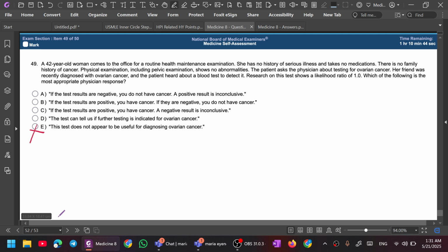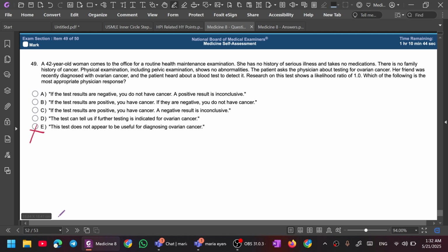This test can tell us if further testing is indicated for ovarian cancer. That may be an appropriate response if this patient had an increased risk for ovarian cancer and the test had a likelihood ratio greater than 1. She has a low pretest probability of ovarian cancer given her lack of symptoms and family history, as well as age. But if she were to have a greater pretest probability, a positive result on the test with a high likelihood ratio will indicate the need for further testing.